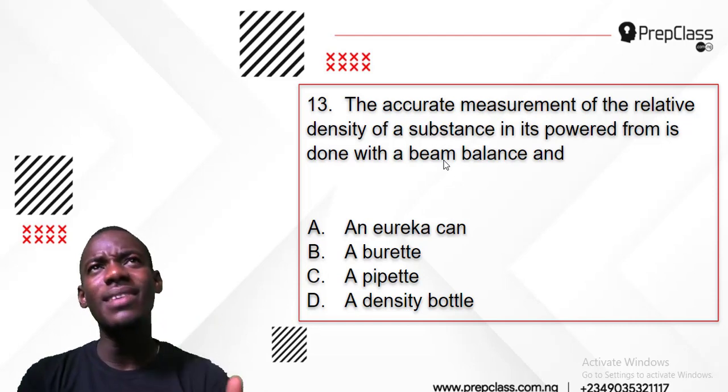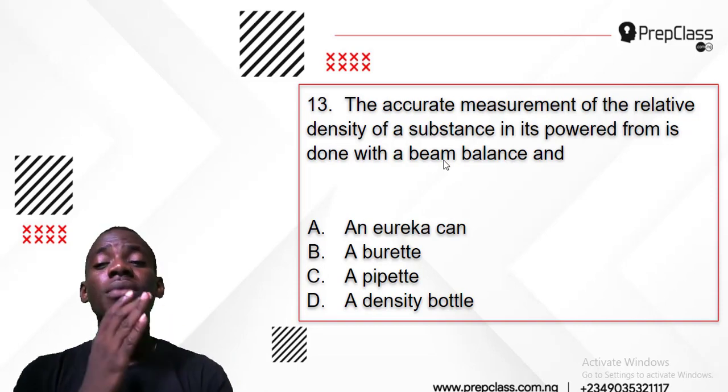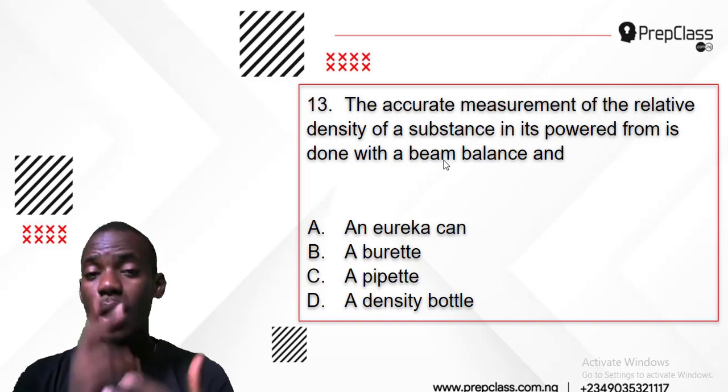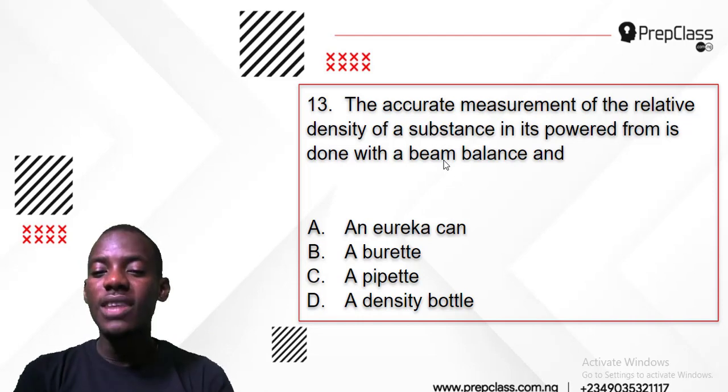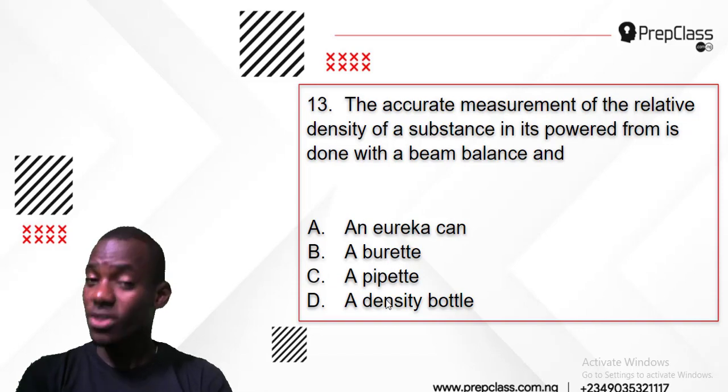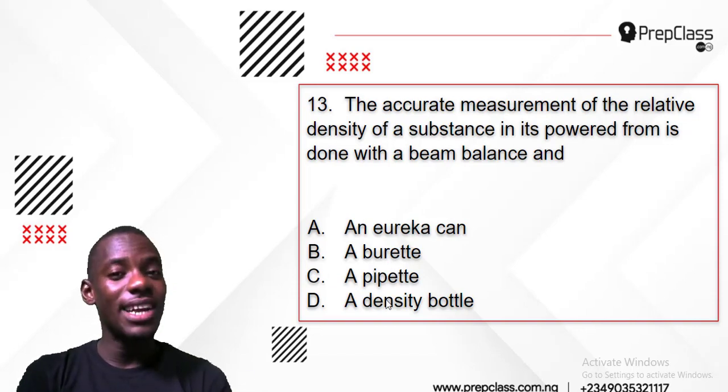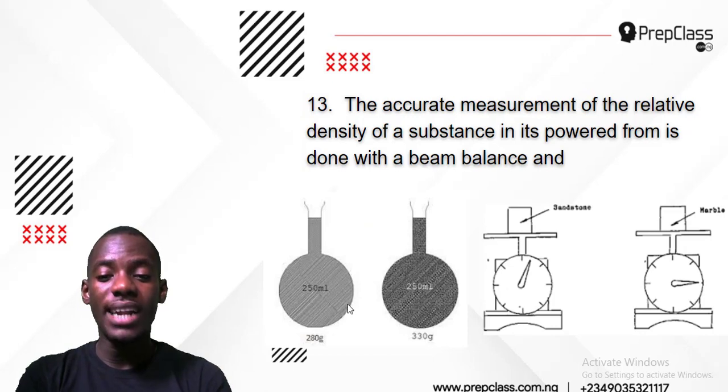Okay, you know that relative density is mass over volume, right? But to find the relative density, you need two things. One of them is the beam balance. The second one is what? Is it an Eureka can, a burette, a pipette, or a density bottle? Do you have any idea? That is actually easy, right? You will need a beam balance and a density bottle.